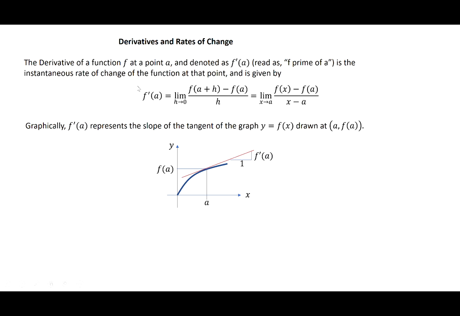Find f prime of a given f of x equals 3x cubed minus 2x. Should that be somewhat straightforward? Yeah, it would be. Once you apply this formula or definition, f prime of a is the limit of f of a plus h minus f of a over h as h approaches 0. So, given f of x to be 3x cubed minus 2x, would you know what f of a is?